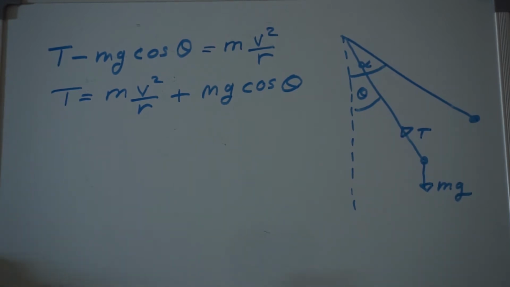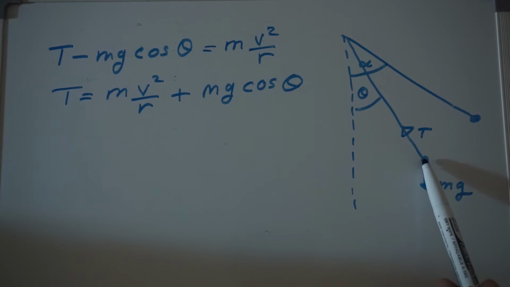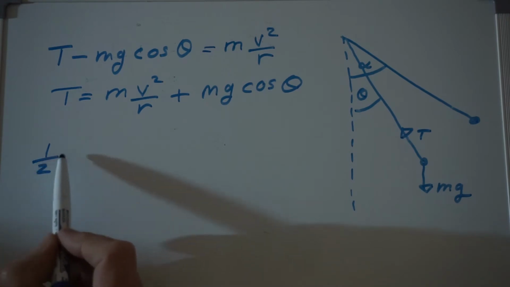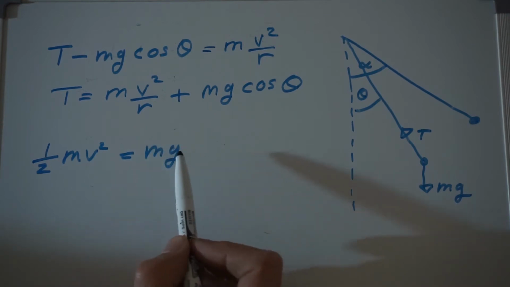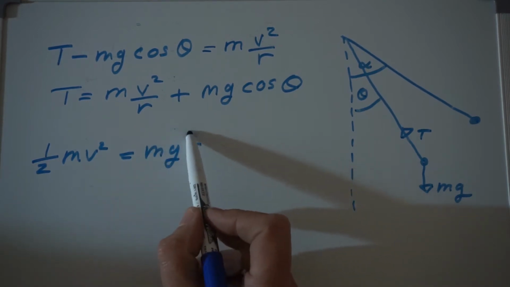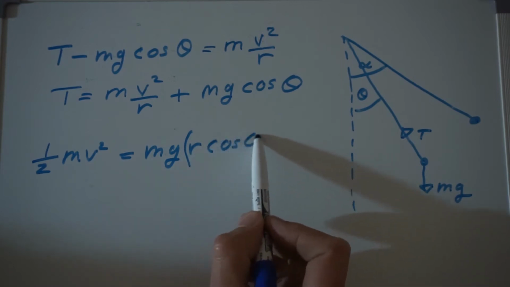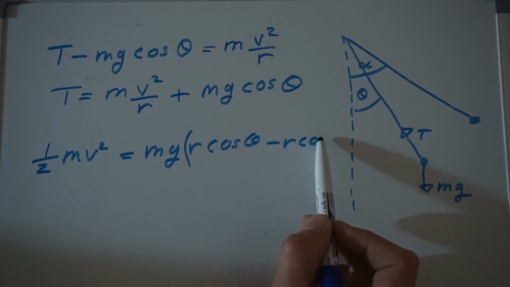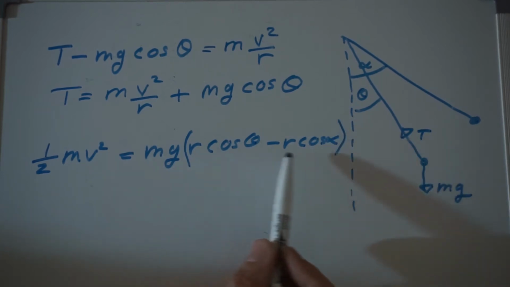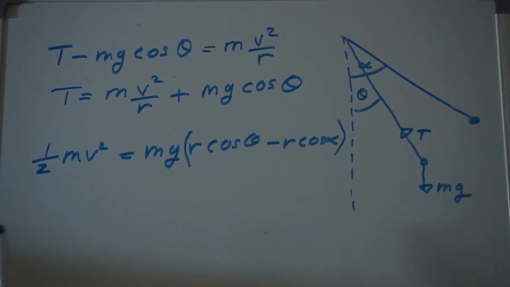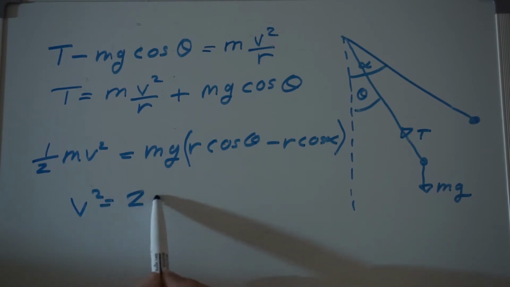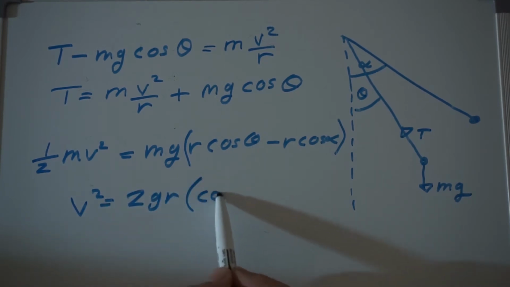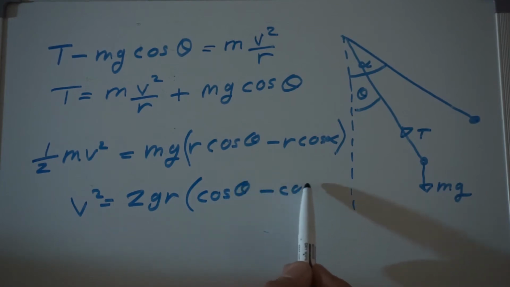Now we need to consider the energy. The kinetic energy here will be equal to the potential energy lost. So the kinetic energy is a half mv squared, and the potential energy lost will be mg times (r cos theta minus r cos alpha). This term is the difference in height between the two. So from this we can say that v squared equals 2gr (cos theta minus cos alpha).